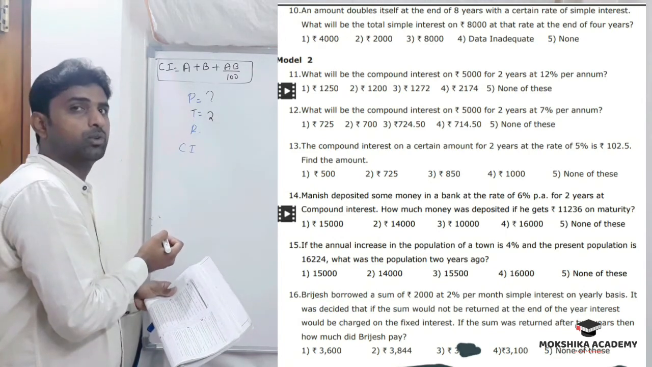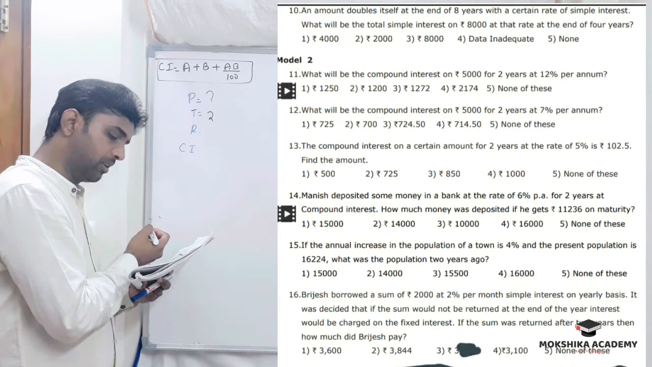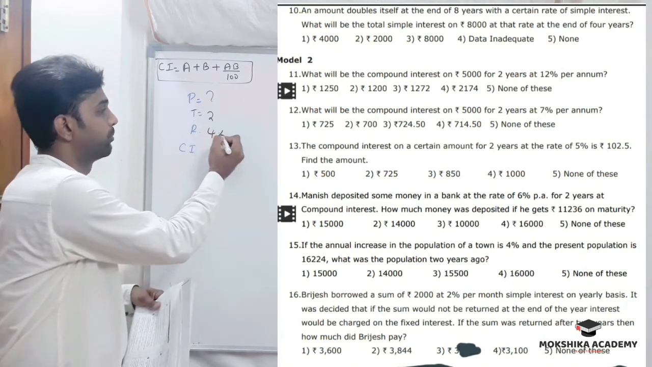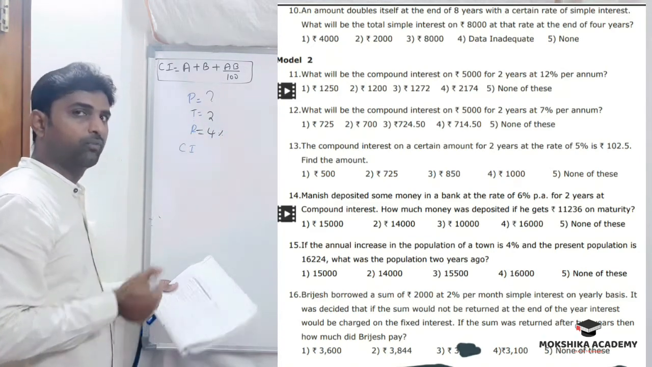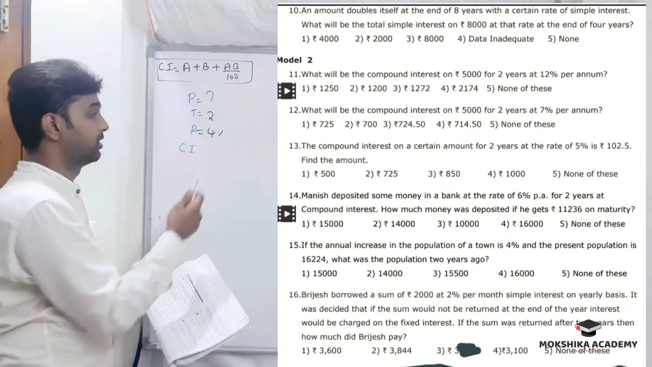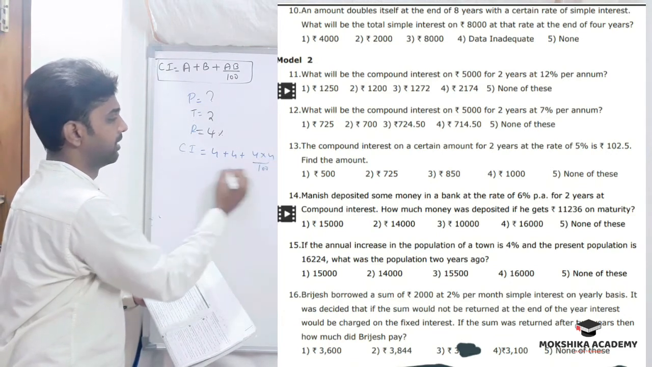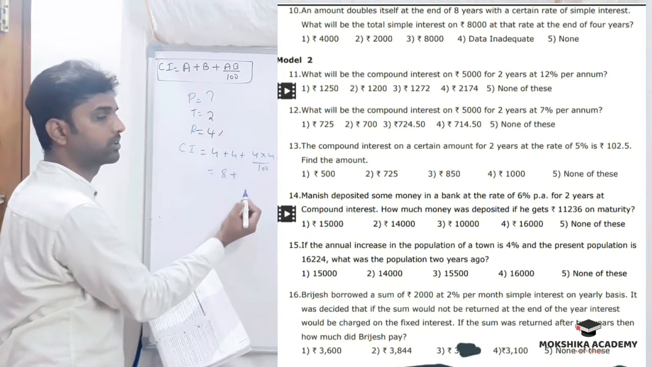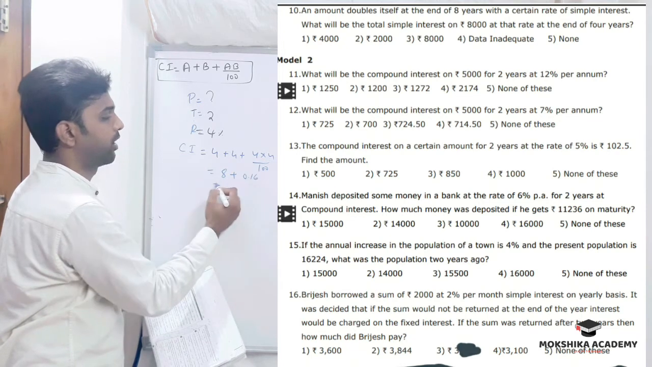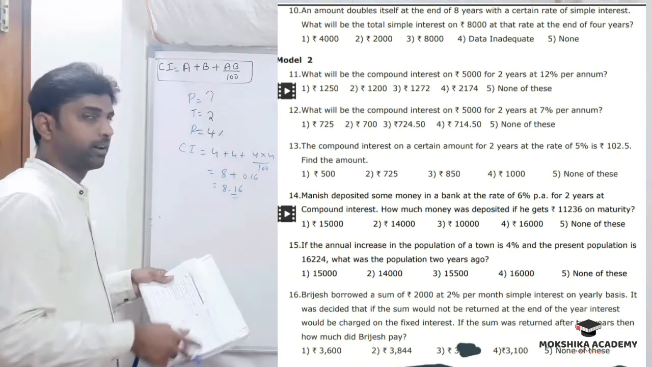Time is 2 years ago. Rate of interest they have given is 4%. So how to find with the 4%? It's just like compound interest. Every year 4% will increase. So 4 plus 4 plus 4 into 4 by 100. So this is 8 plus 4 fours are 16. That is 0.16, so 8.16. Okay, this is compound interest.